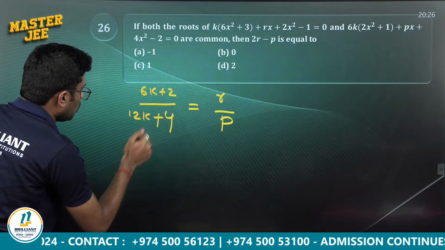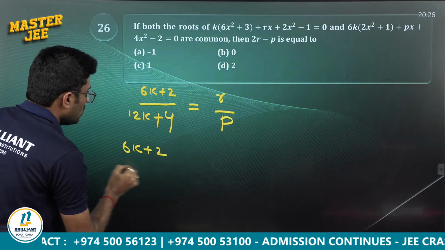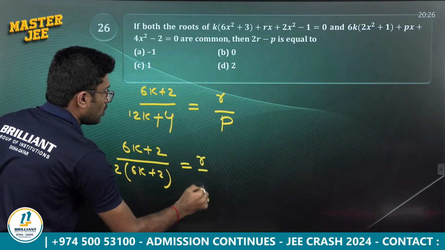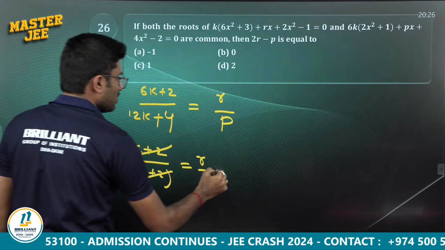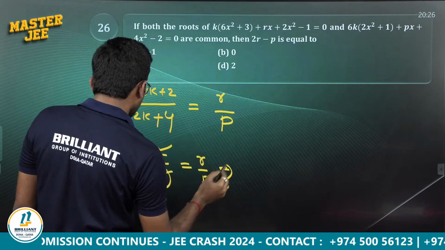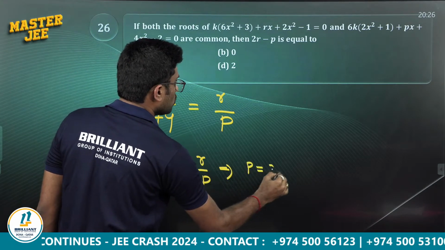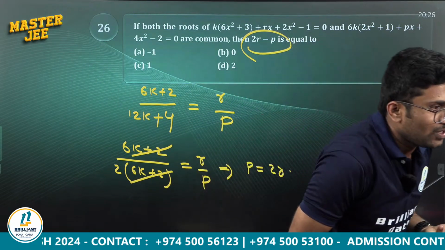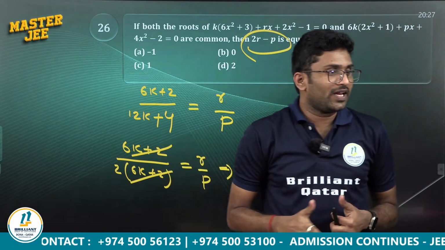If you take 2 common here, 6k plus 2 divided by 2 of this can be written as 6k plus 2 is equal to r by p. 6k gets cancelled. From here we get p is equal to 2r. They are asking us to find the value of 2r minus p. What will be? Very good friend, very good.